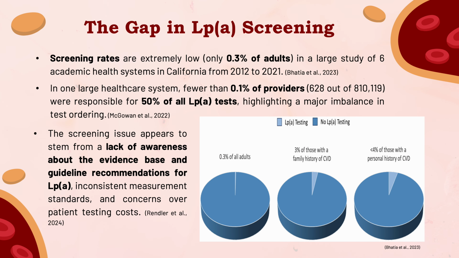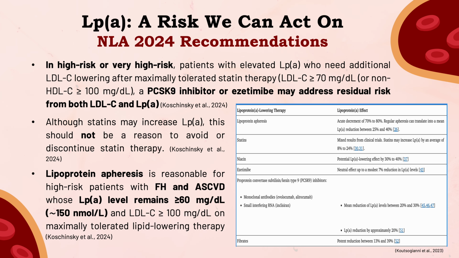Despite guideline support, Lp(a) testing remains underused. In California, only 0.3% of adults had Lp(a) measured. Even among high-risk groups, testing rates stayed below 4%. Further, just 0.1% of providers ordered half of all Lp(a) tests, revealing a steep provider engagement gap. Reasons include low awareness, unfamiliarity with guidelines, and concerns about test cost or availability. These barriers are fixable with targetable education and better EMR prompts.